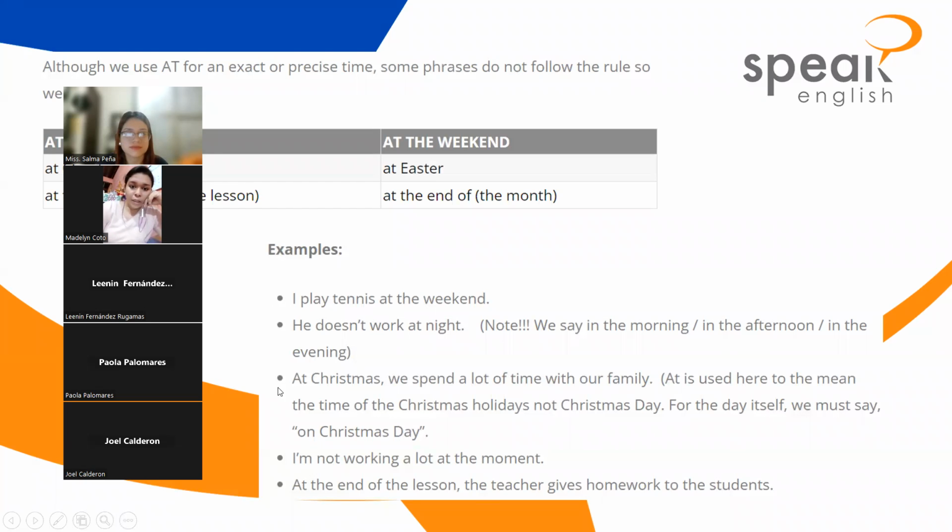Two. I play tennis at the weekend. He doesn't work at night. We say in the morning, in the afternoon, in the evening. At the weekend doesn't sound like a precise time, but we use it like that. That's how we should use the expression.